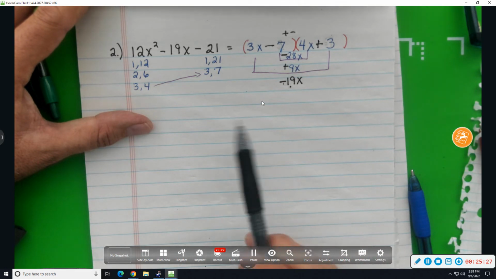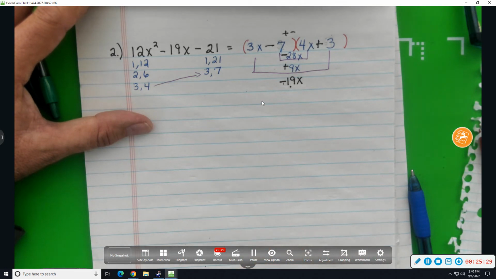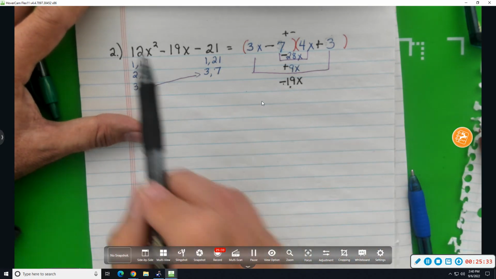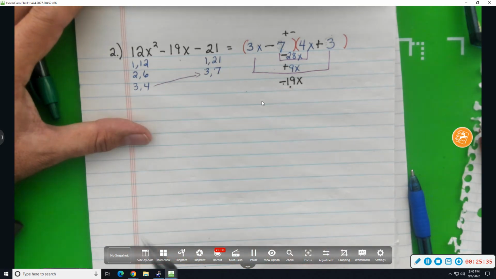Okay. And now, this is something you can always check, and you'll know if you have it right. FOIL it out and see. Do you get 12x squared minus 19x minus 21?